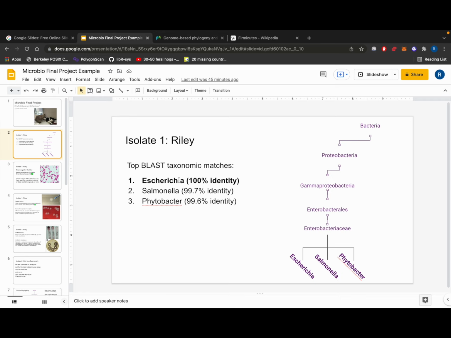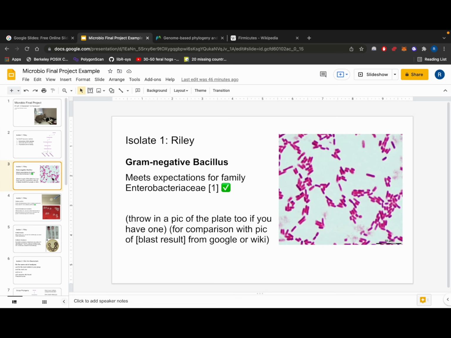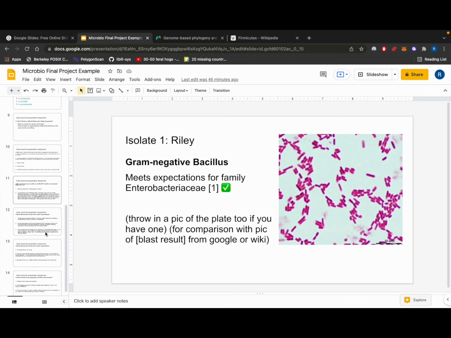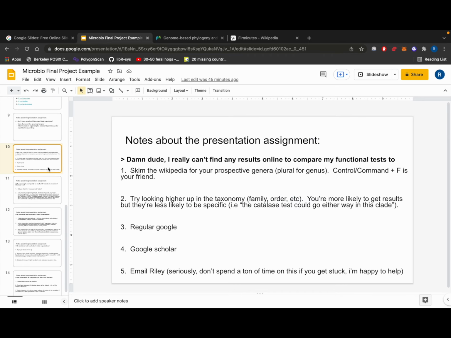Now in this one we already know it's going to be Escherichia because the sequence I used is E. coli. Escherichia is the E in E. coli. But you should basically start by scouring the internet. Where did I put that slide? I think here's your sort of best process.